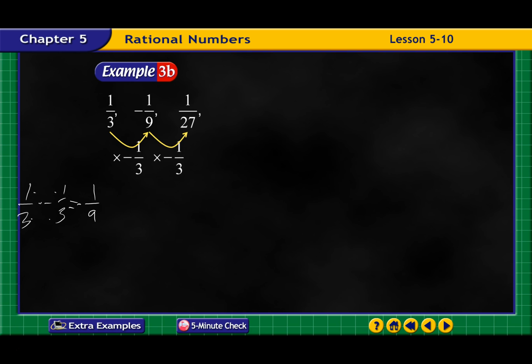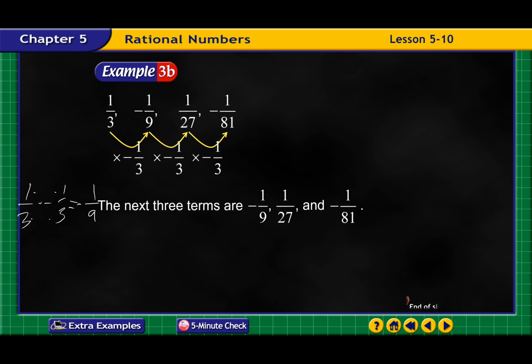So we do it again, negative 1/27 and negative 1/81, to come up with the next 3 terms. So my next 3 terms are negative 1/9, positive 1/27, and negative 1/81.